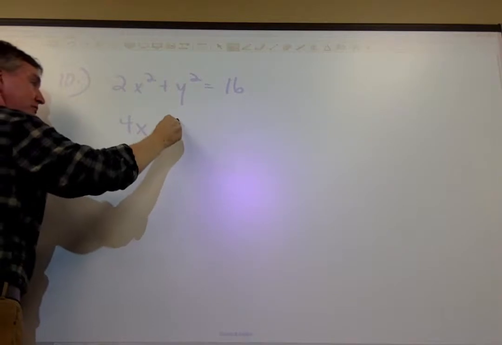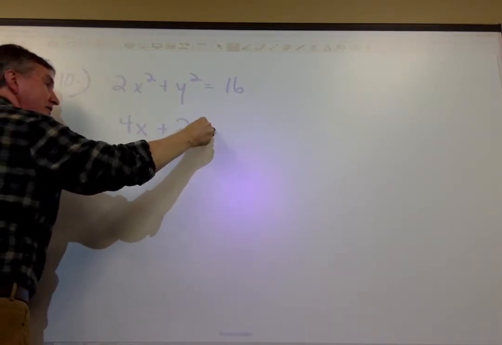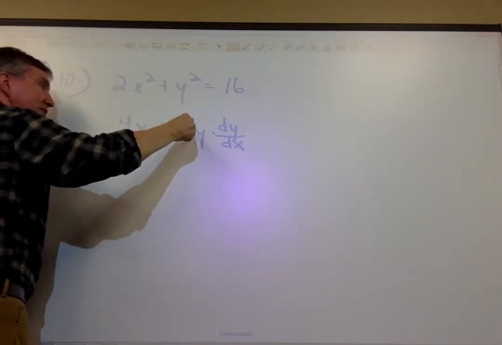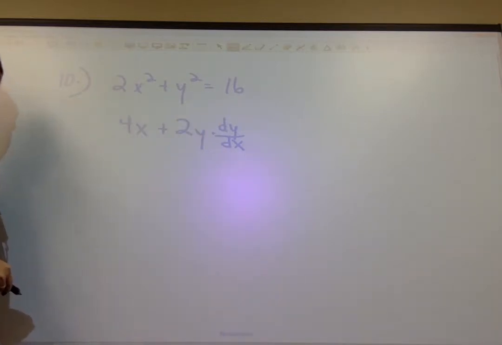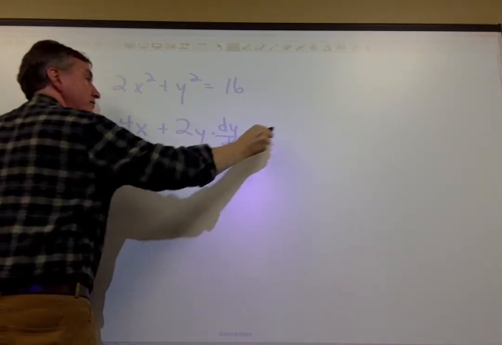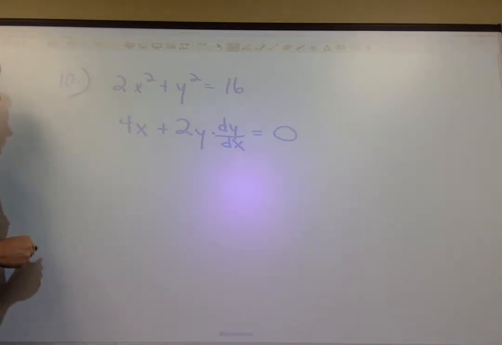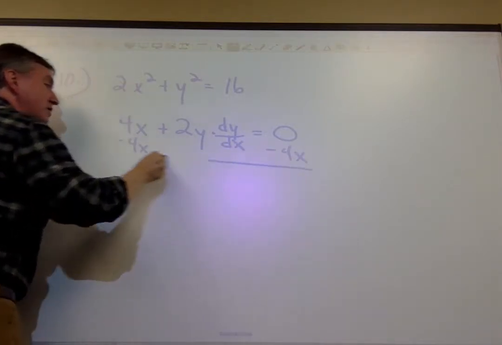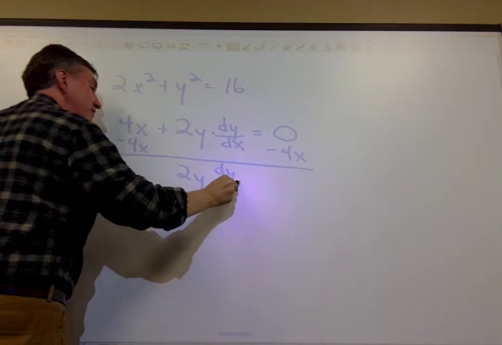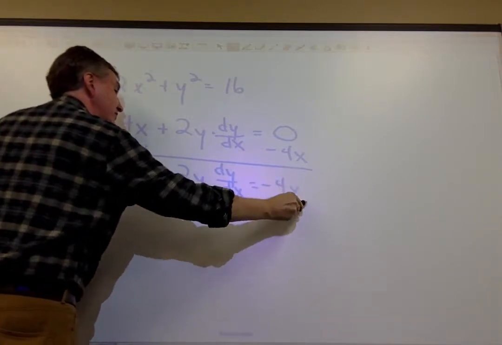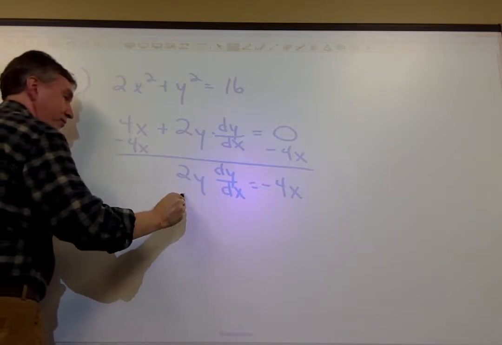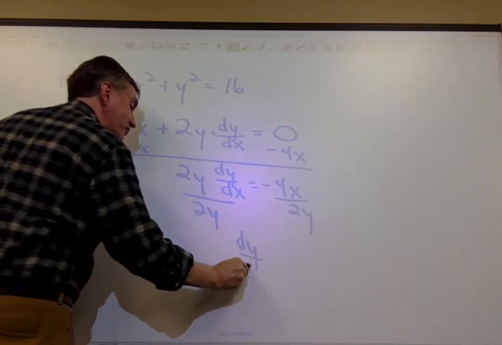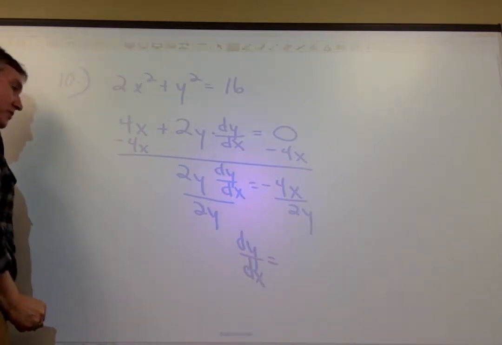How would you do this one? 2y, tack on dy dx by chain rule. Derivative of outer is this. Derivative of inner is that. Chain rule. Equals what? 0. What do I solve for? Dy dx. So I'll subtract 4x. 2y dy dx equals negative 4x. Last step. Divide by 2y. So dy dx, the derivative, is reducing to what?